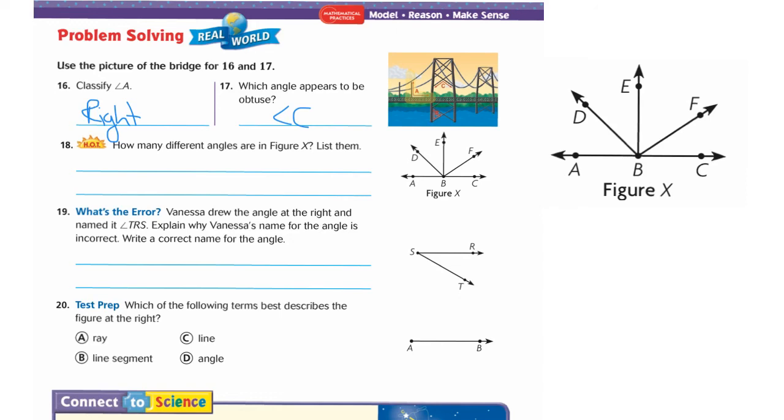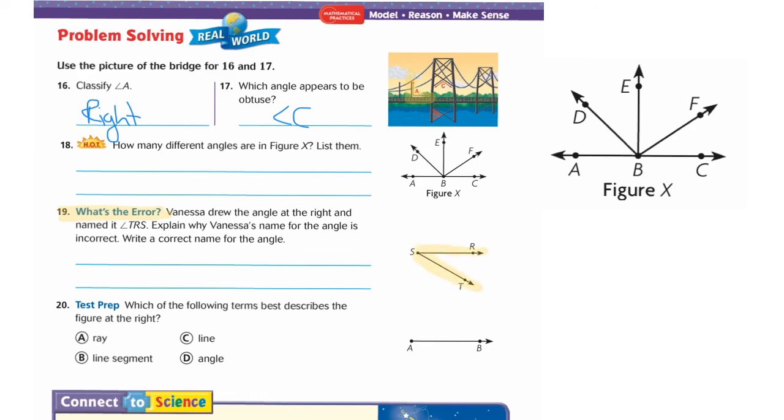I do really love number 19. I love the what's-the-error questions. It says Vanessa drew an angle at the right and named it TRS. Explain why Vanessa's name for the angle is incorrect. And so we're looking at this angle right here.